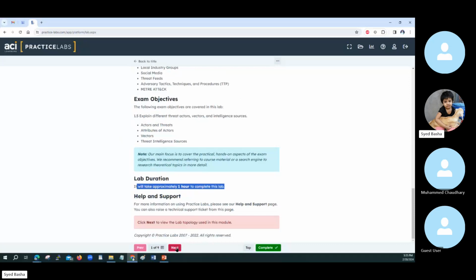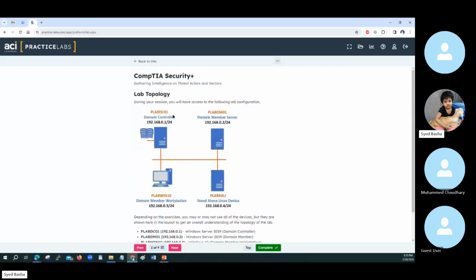Now 2 of 9. This is the topology, brothers, where we have 0.1, 0.2, 0.3, 0.4. How many IP addresses here? Four IP addresses. I hope you guys went through A+, right?